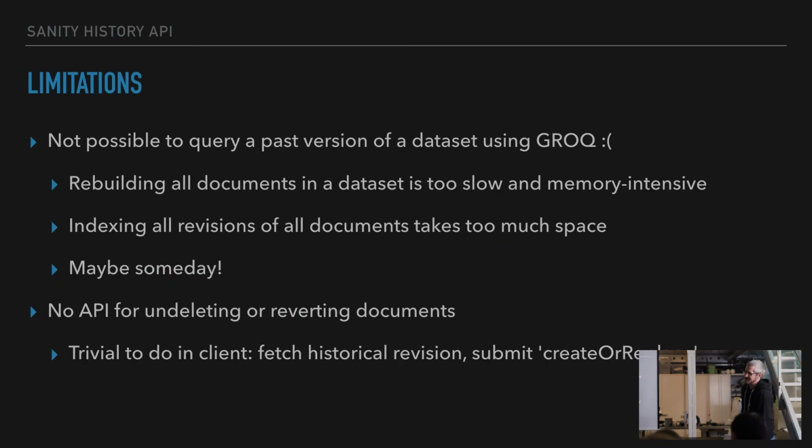Unfortunately, there's also some limitations in this API. The biggest one that's probably going to disappoint a lot of people is that it's not possible to query a past version of the dataset using GROQ. The reason for that is just that it's going to be really resource intensive. Our options are either to rebuild all the documents in the dataset, which is just going to be way too slow and use way too much memory, or we could index all revisions of all documents, but that's going to take a whole lot of space. So we might be able to implement something like this someday, but it's not something we're planning on doing for this first version.